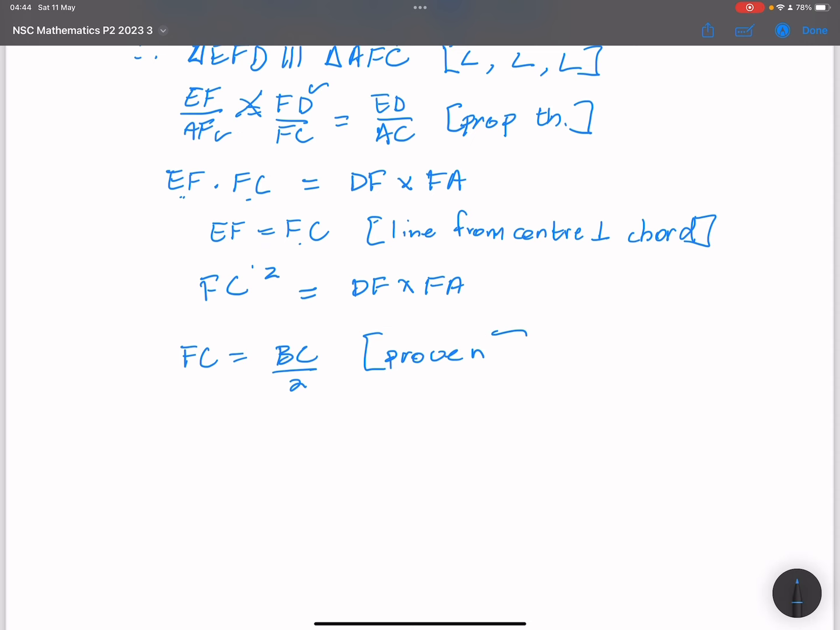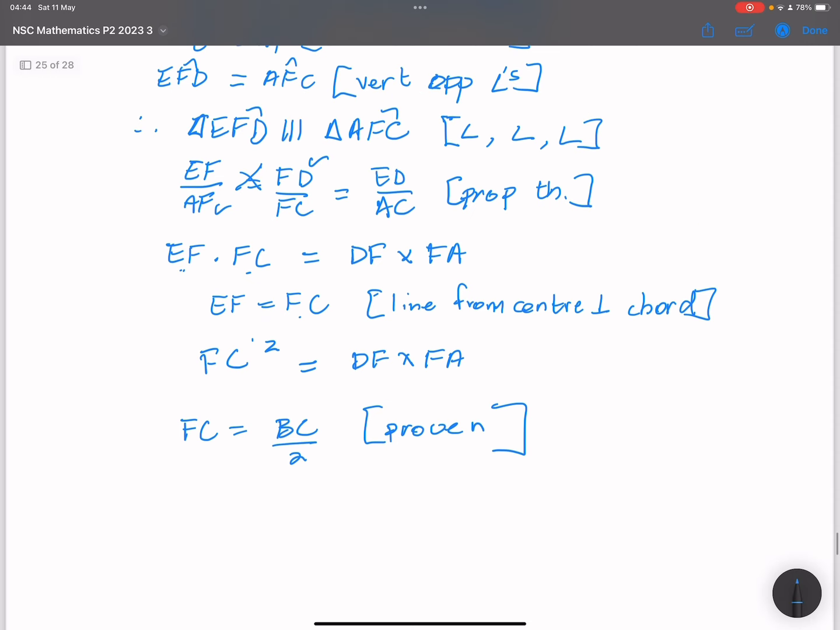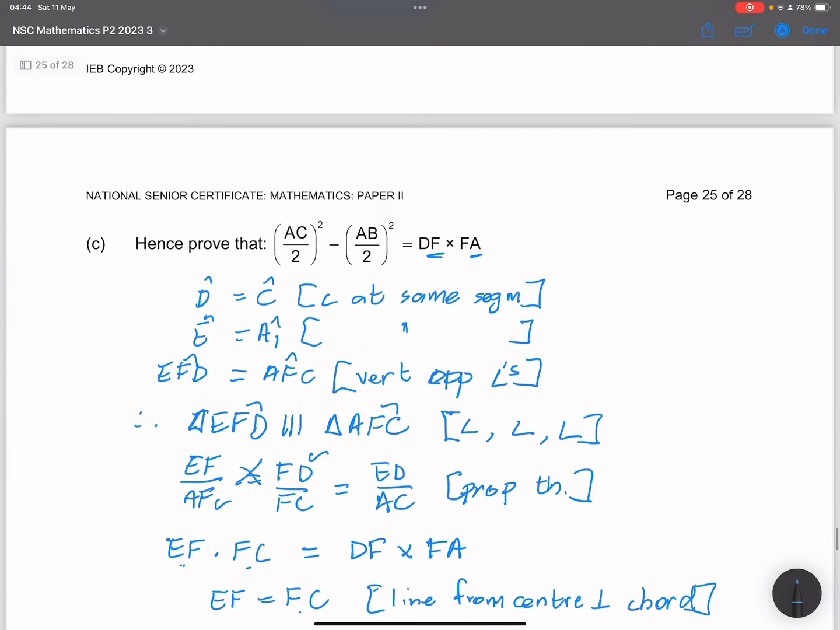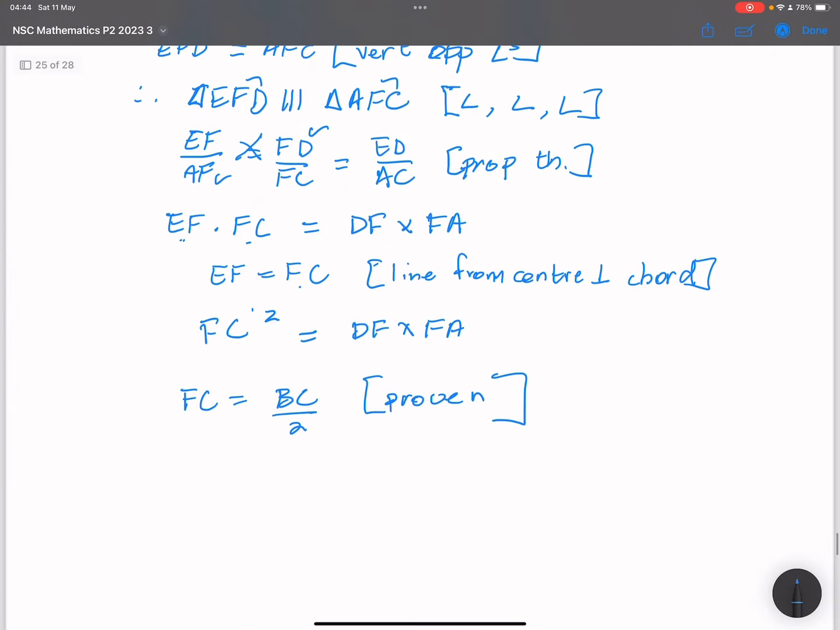I'm actually doing this from a PDF, so you can see how, because I've written so much, it keeps trying to save the PDF. Now what we're going to do, ladies and gents, is replace that there. Which means that BC over 2 squared would be equal to DF times DF times FA. I believe that we are almost there.